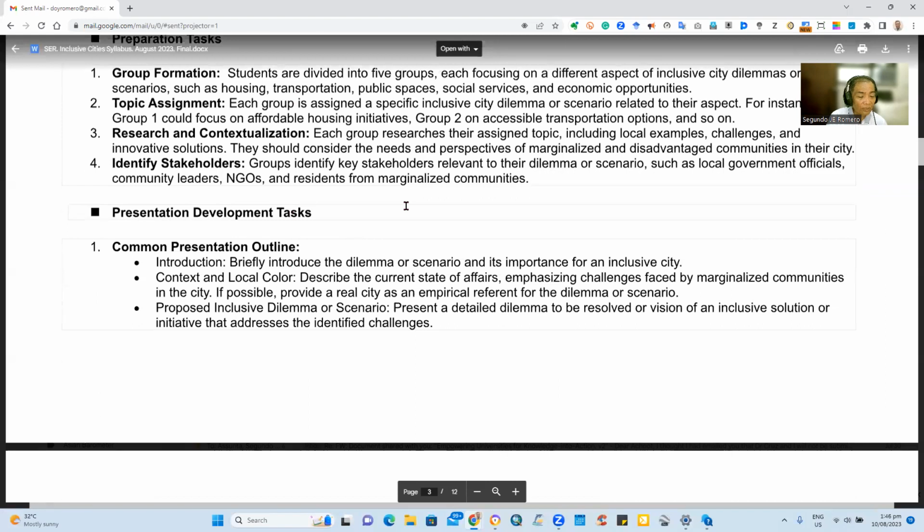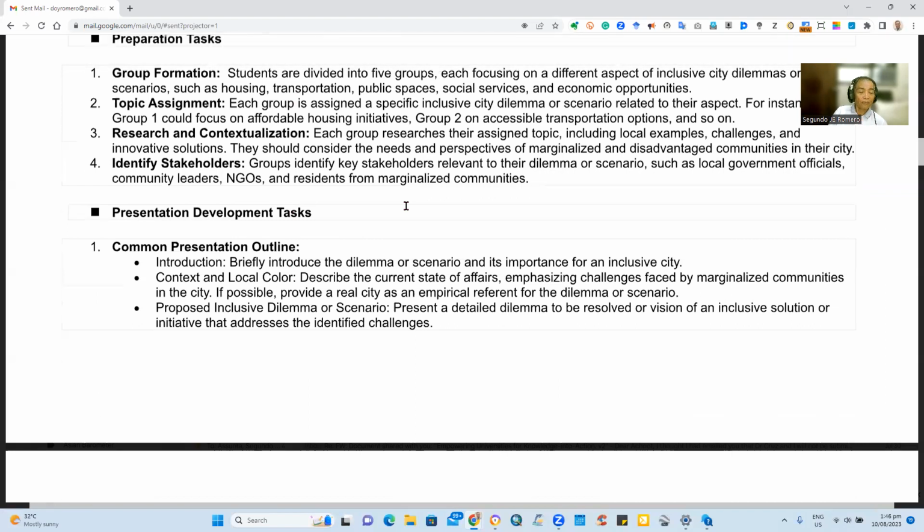The presentation development tasks, well, think of it as having a common presentation outline. So first, you have to have an introduction, briefly introduce the dilemma or scenario and its importance for an inclusive city. Then give me context and local color. Describe the current state of affairs, emphasizing the challenges faced by marginalized communities in the city. If possible, provide a real city as an empirical referent for the dilemma or scenario.